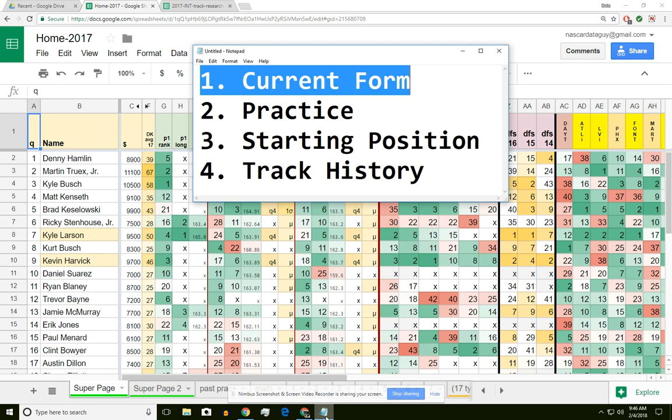Today we're going to take a more advanced look at the spreadsheet and how you can specifically use it to build better lineups. This video is going to focus on current form. This is one of the four variables you can see on the screen, and one of probably the two biggest variables in making better picks. The others would be practice. Practice and current form are your number two weighted factors. Today we'll do current form.